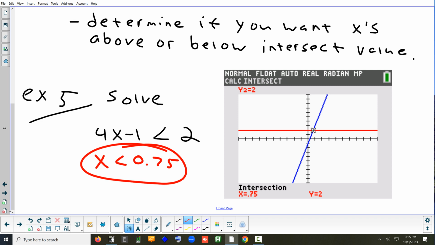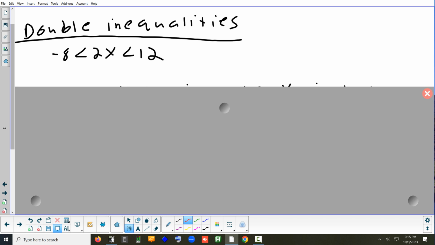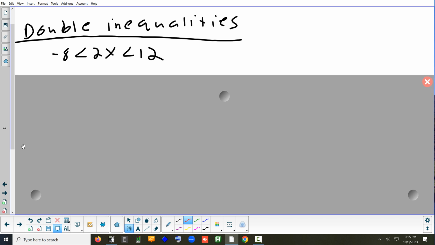Again, this is not a problem I would ever bother with because you can just add 1 and divide by 4 a lot faster than you can graph it. This is good when you start getting into inequalities that are a lot harder to do, or maybe we don't even know how to do by hand. You can always look at the picture and get the answer that way. Okay, so a double, or it's really like a compound inequality.